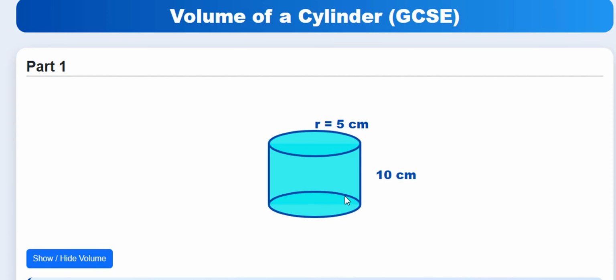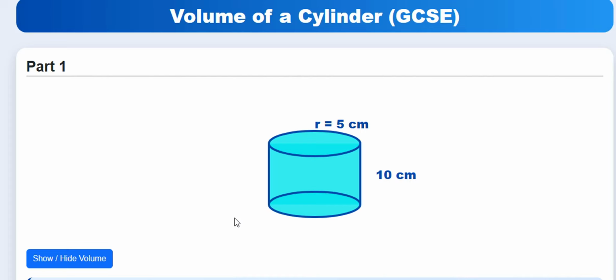So the volume is the space occupied by this cylinder. And to get the volume of a cylinder, we need to first find the base area, then we multiply by the height so that we can get the volume. And as you can see, a cylinder has some base, which is a circle. So we need to find the area of the circle, then we multiply by the height, and then from there, we get the volume of the cylinder.